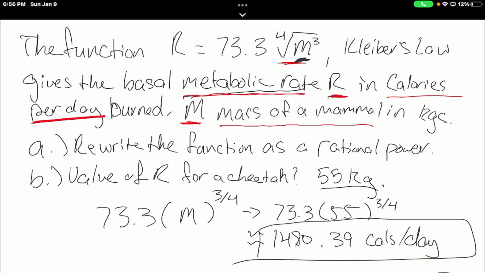Okay, so that's how we would do a word problem in this lesson. It's basically plugging in a number for a variable and then using our knowledge of how to translate between radical and rational powered expressions, type it into our calculator and figure out an answer. So that's basically how a word problem is going to be structured on the assignment and how I might ask you on a future quiz or test.